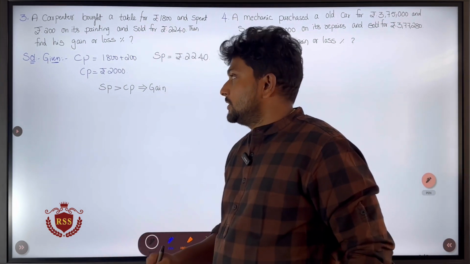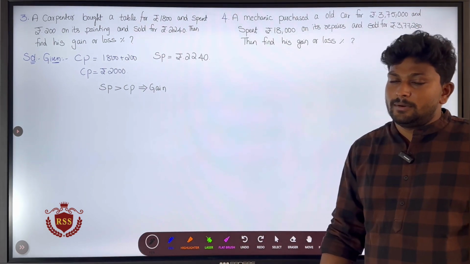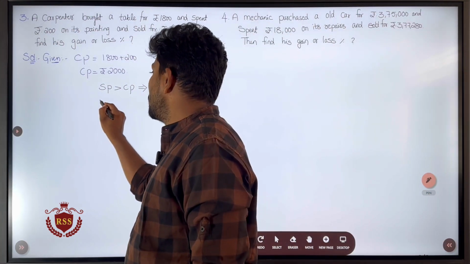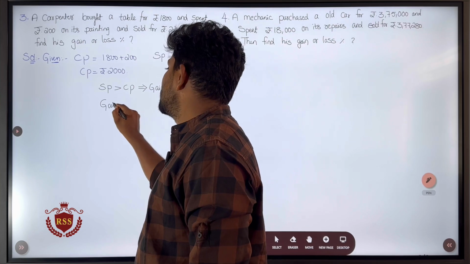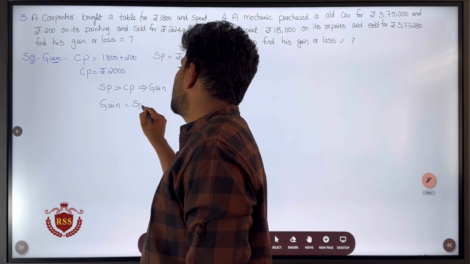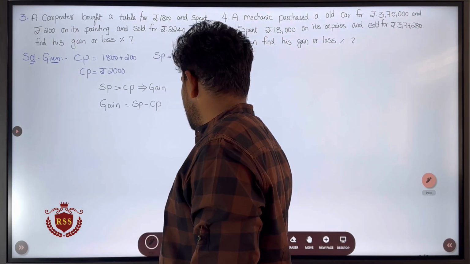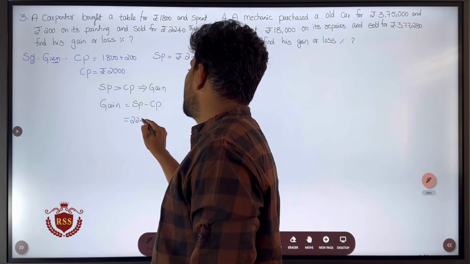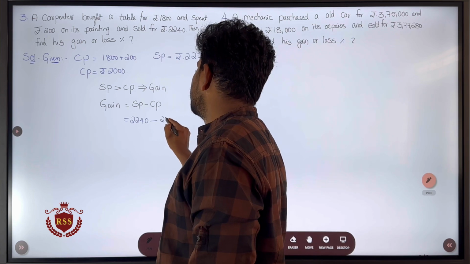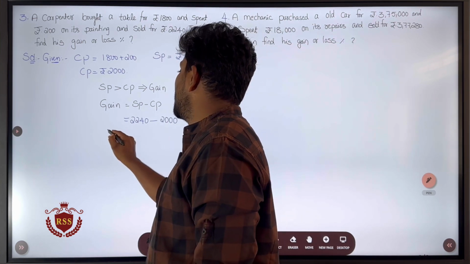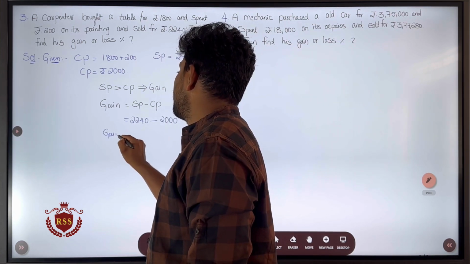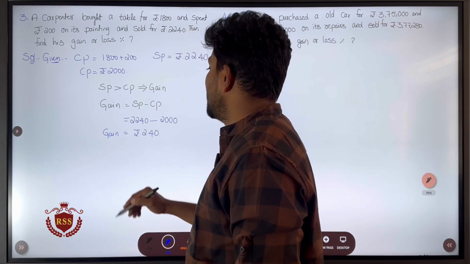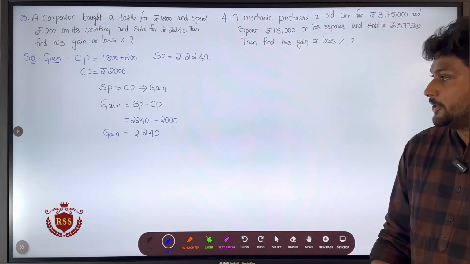Gain or profit. So to find gain percentage, first we need to find the gain. So how much do we gain? Gain equals selling price minus cost price. What is the selling price here? 2240 minus 2000. So gain equals rupees 240. The gain on the product is 240 rupees.